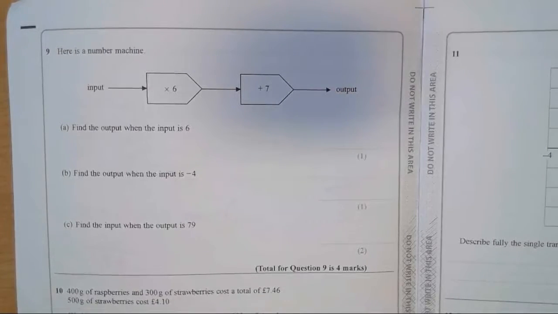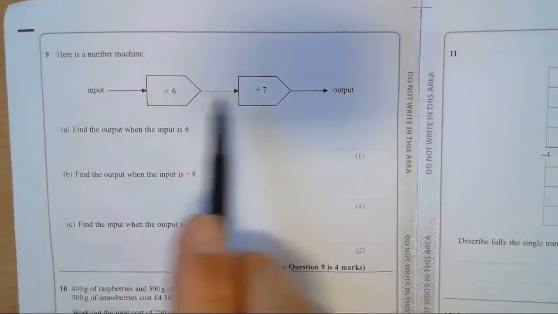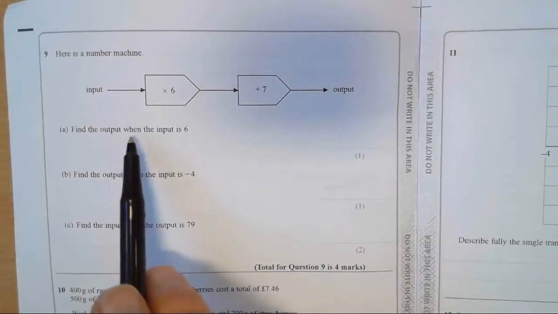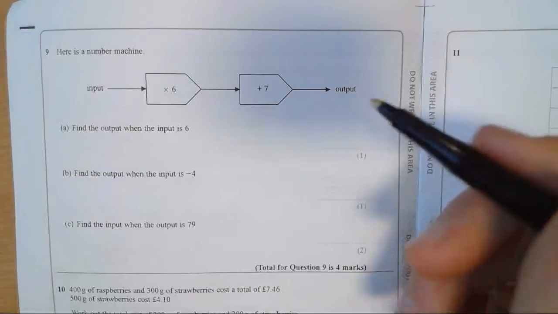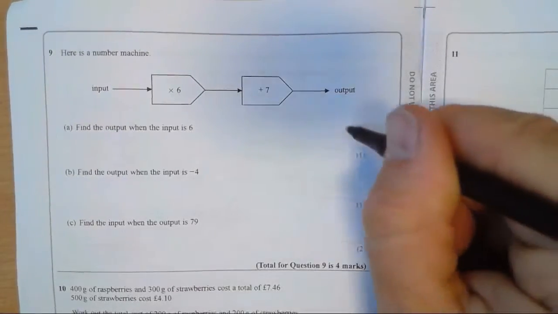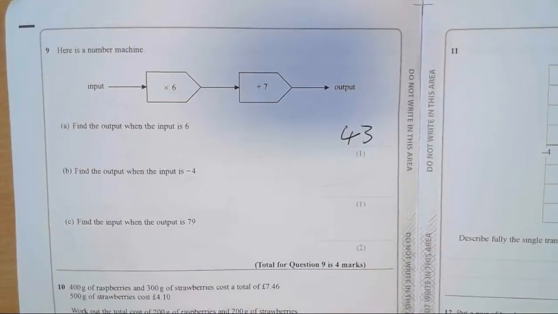Question 9. Here is a number machine. An input times by 6 plus 7. Find the output when the input is 6. 6 times 6 is 36. Plus 7 takes me to 43. Nearly everyone got that one right.